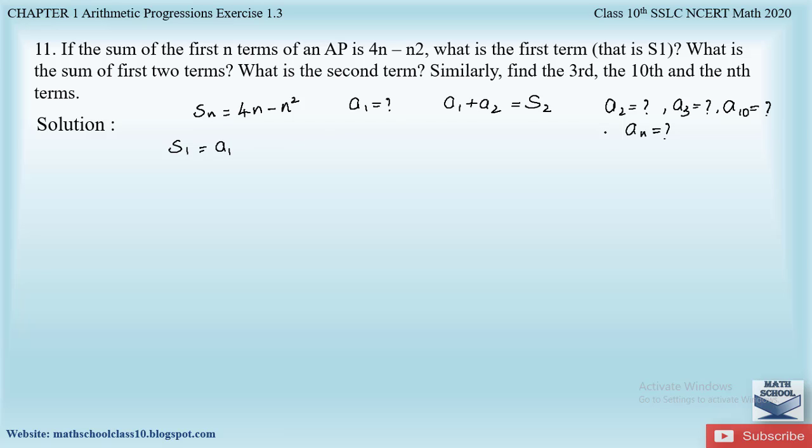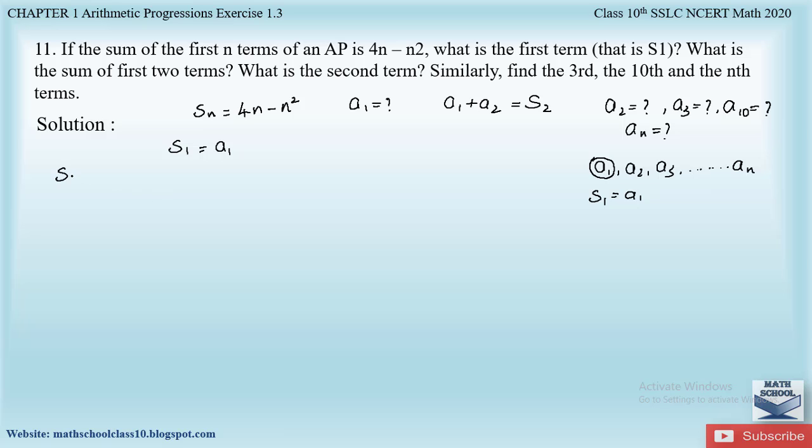In a given AP, the general form is a1 as the first term, a2, a3 and so on until the nth term an. So what is the sum of the first term? The sum of the first term is S1, which is equal to a1. So we will find the first term by putting n equal to 1 in the given equation.